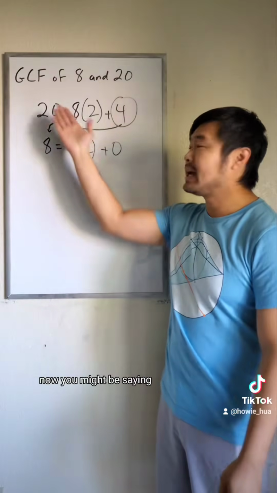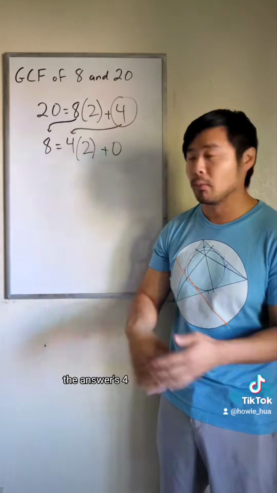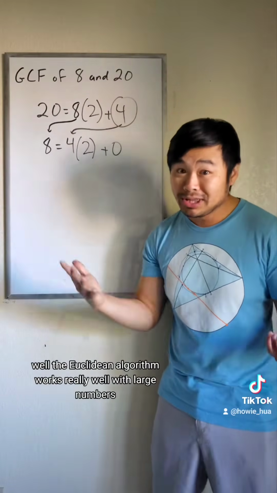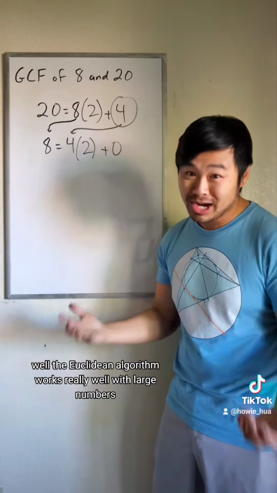Now, you might be saying, Howie, I could just look at this problem and say the answer is 4. Why are we doing all of this? Well, the Euclidean algorithm works really well with large numbers.